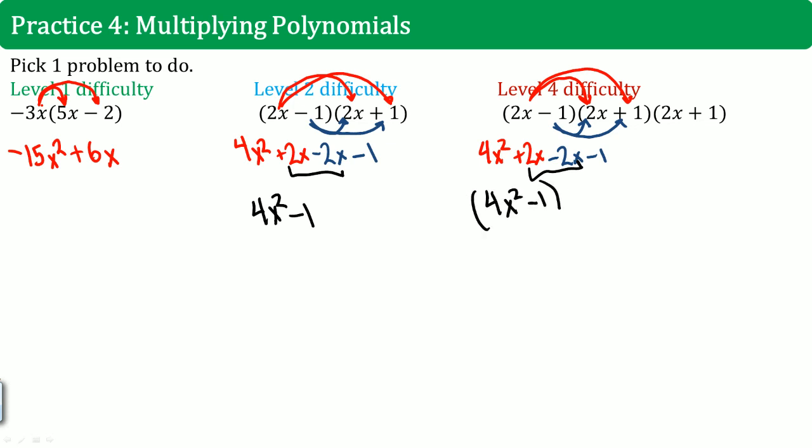All right, so notice this comes straight down. This was never touched, so I just bring it down. So the problem repeats itself here. Do you see how the 2x plus 1 just came down? All I did was the first two multiplications. Now I'm going to do it here.